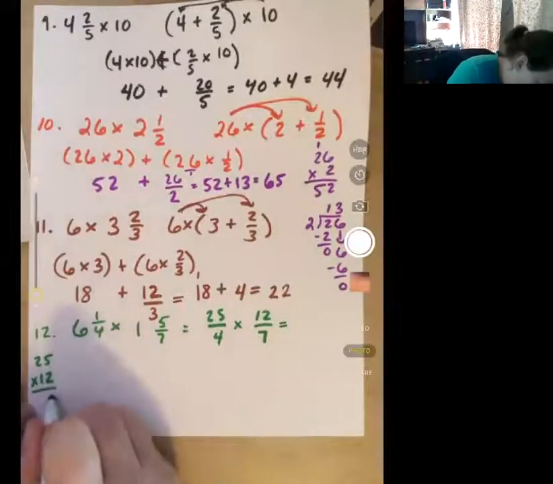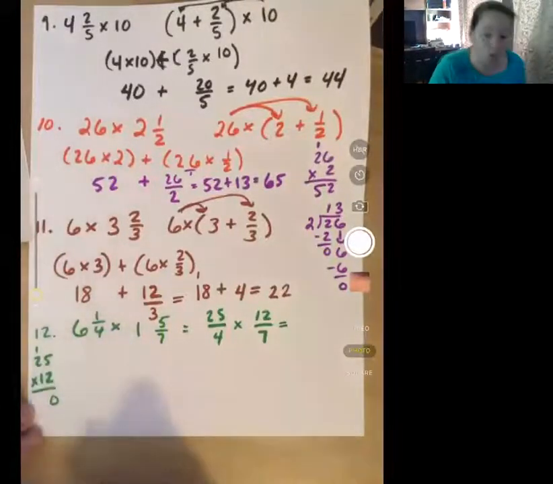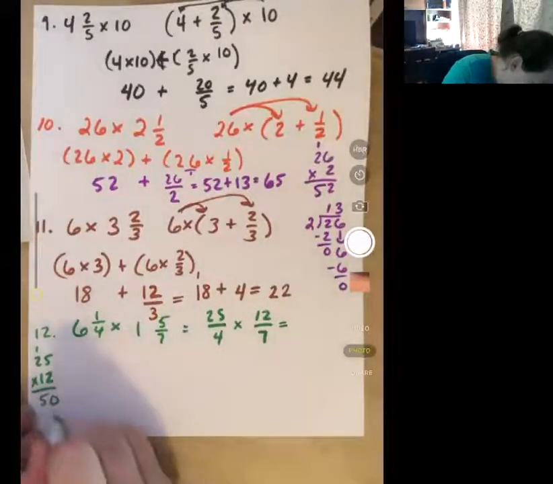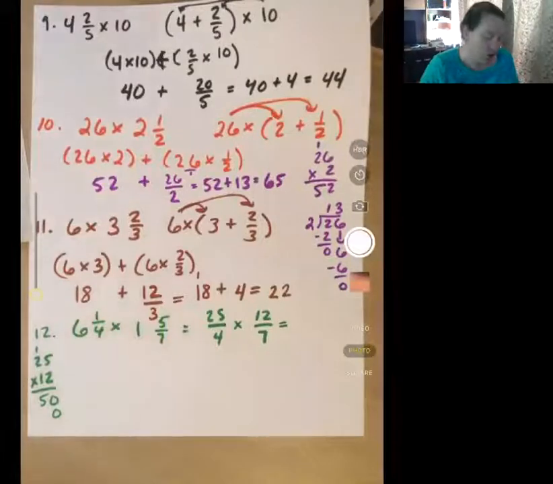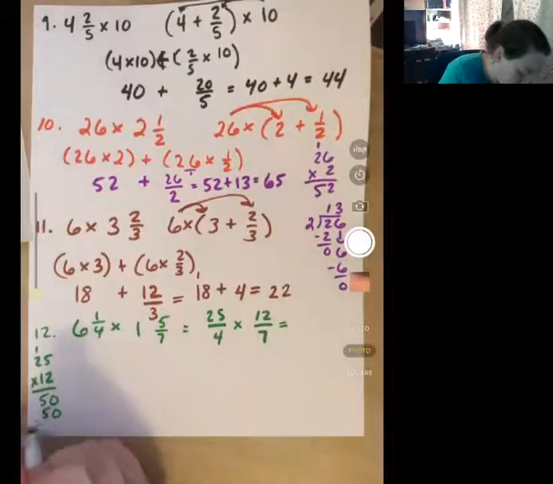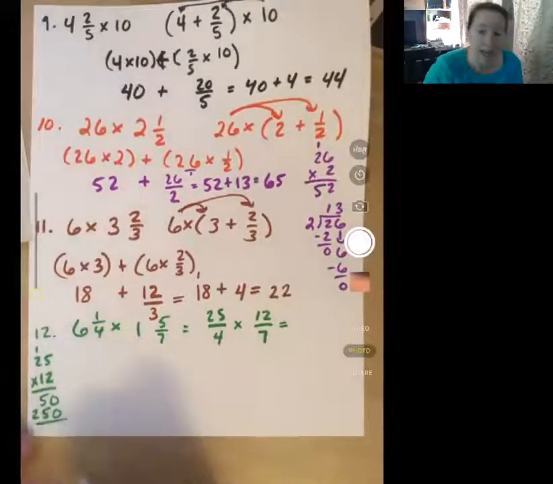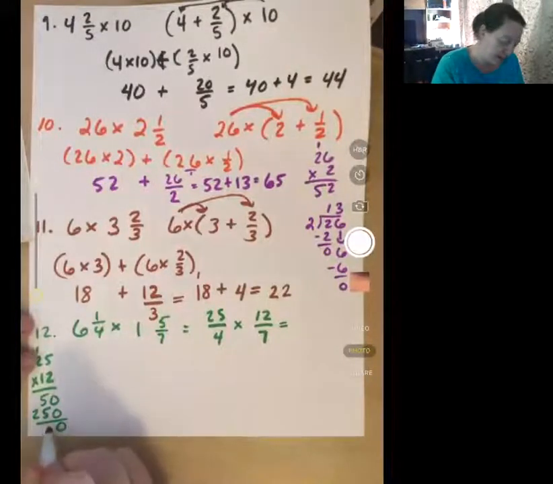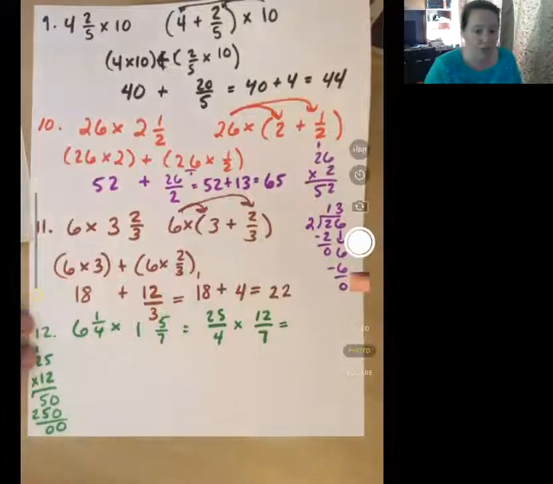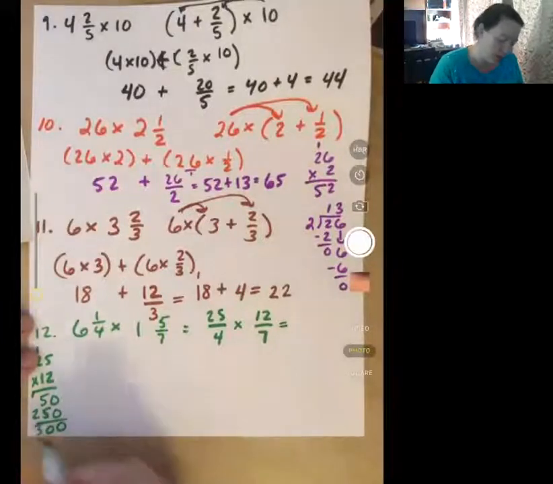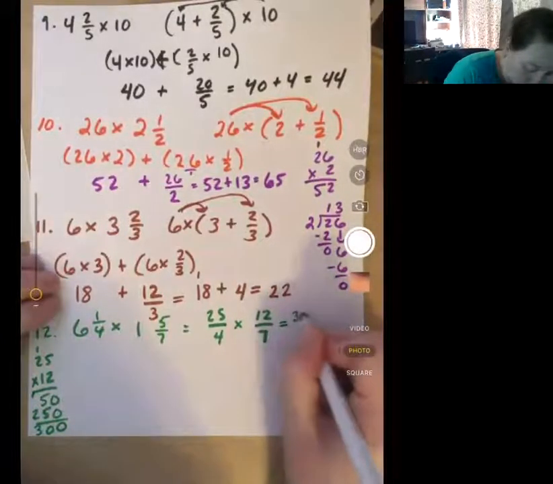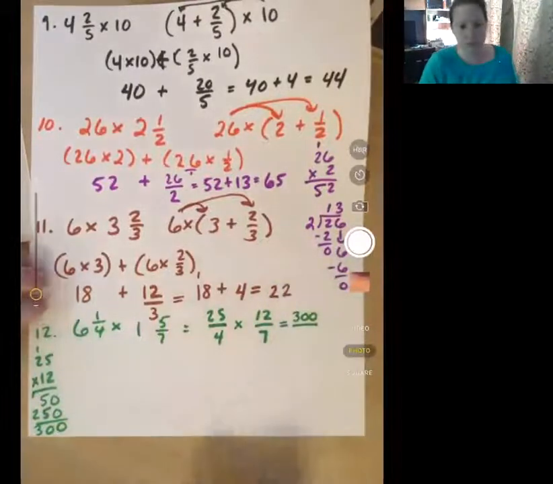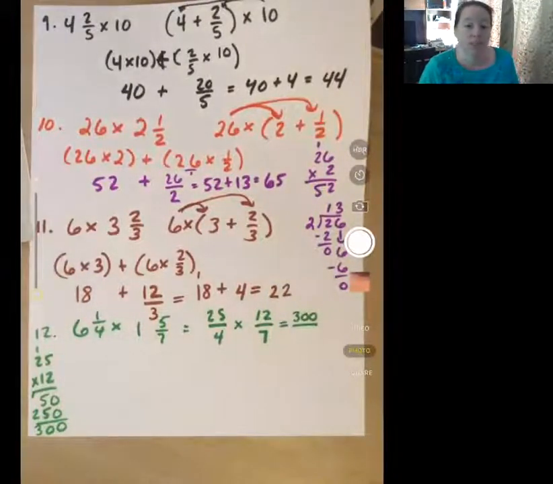5 times 2 is 10. Carry the 1. 2 times 2 is 4, plus 1 is 5. Put in our placeholder. 1 times 5 is 5. 1 times 2 is 2. Add it all together. 0 plus 0 is 0. 5 plus 5 is 10. Put the 1 up there. 2 plus 1 is 3. So I have 300 over 4 times 7, which is 28.